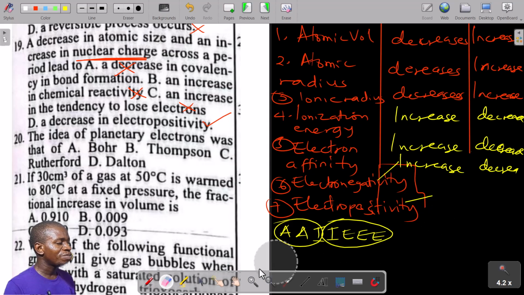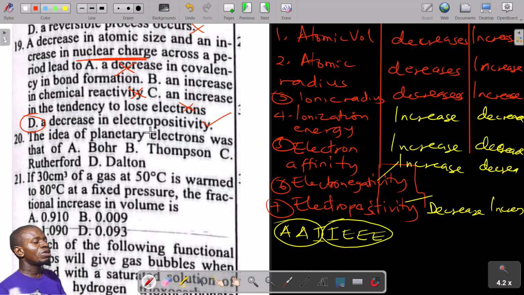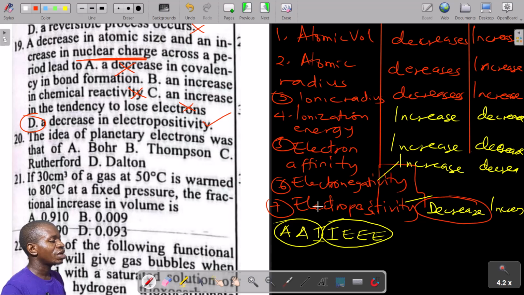What is going to happen to it across the period? It's going to decrease. So this one is different. Then down the group it's going to increase. That is why we're choosing option D as the correct option. So option D, because if you are going across the period, it decreases across the period.